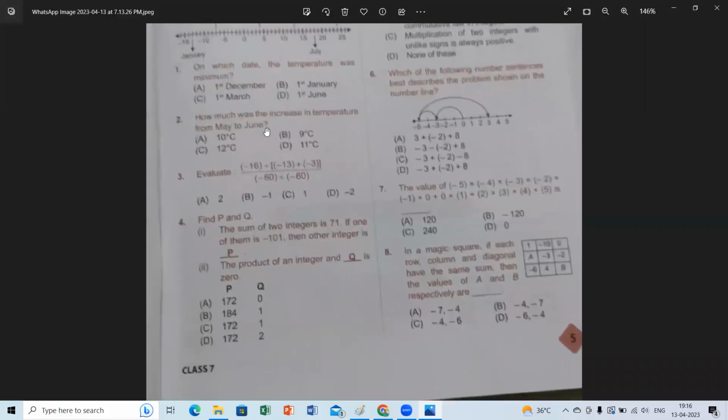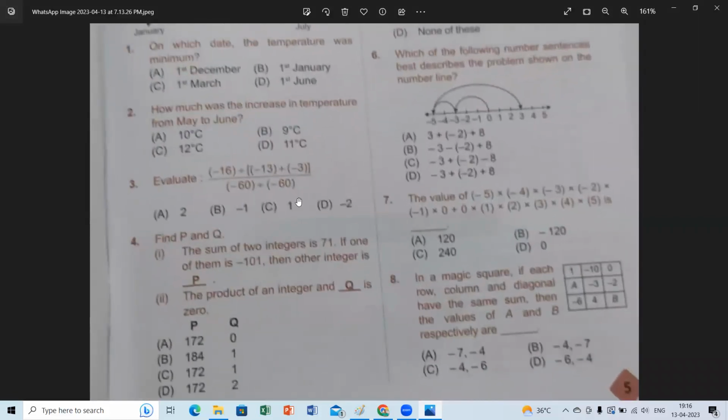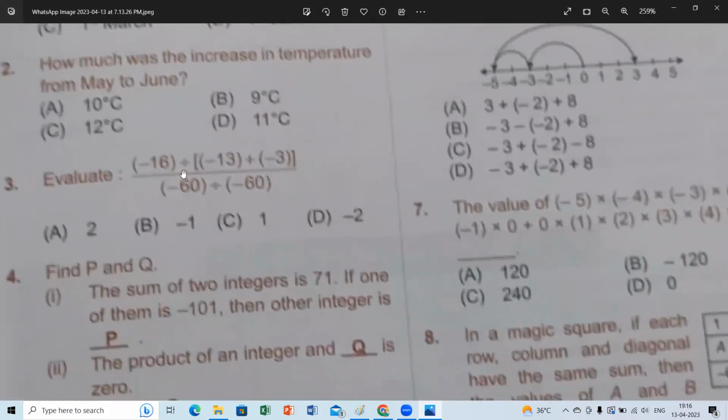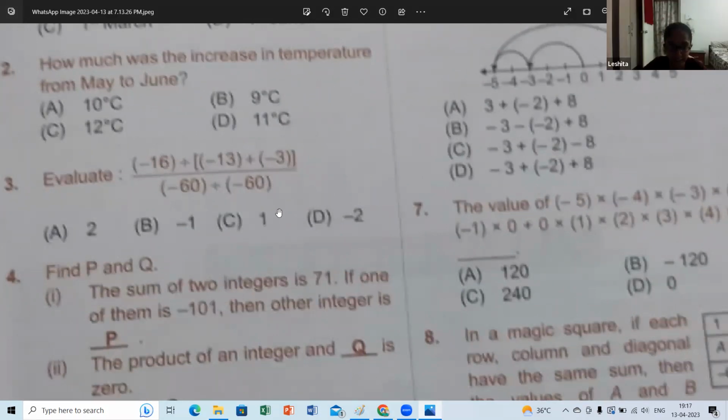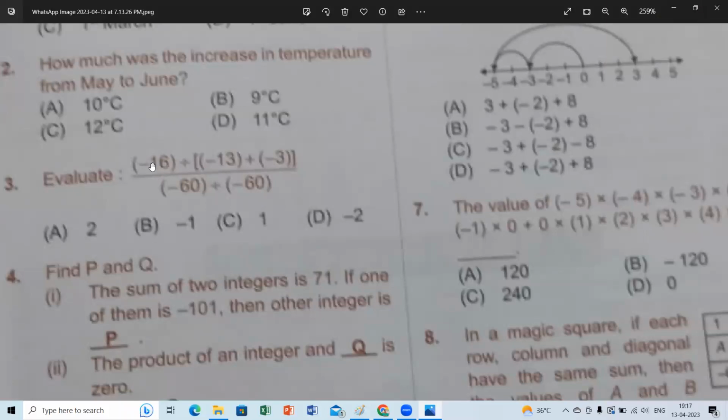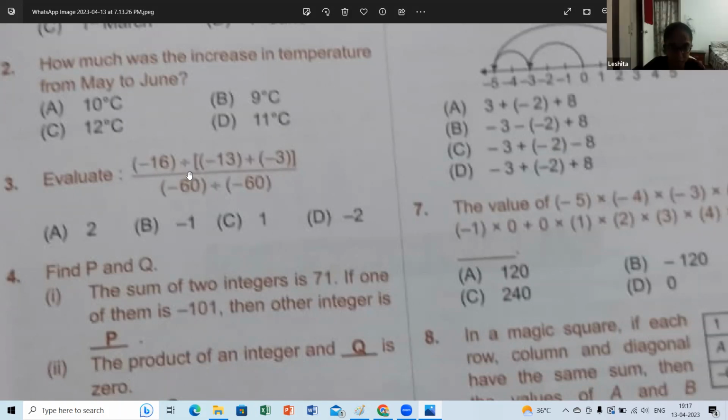Very good. Now, evaluate the following. You can simplify, children. Negative 16 divided by, this part you should do first. Bracket should be solved first. Negative 13 minus negative 3. Leshita, what is the value of negative 13 minus negative 3? Minus 16. Very good. So minus 16 divided by minus 16. Same number divided by same number is 1. That's the numerator. What about the denominator? 1. 1 divided by 1 is 1. Very good, Leshita.